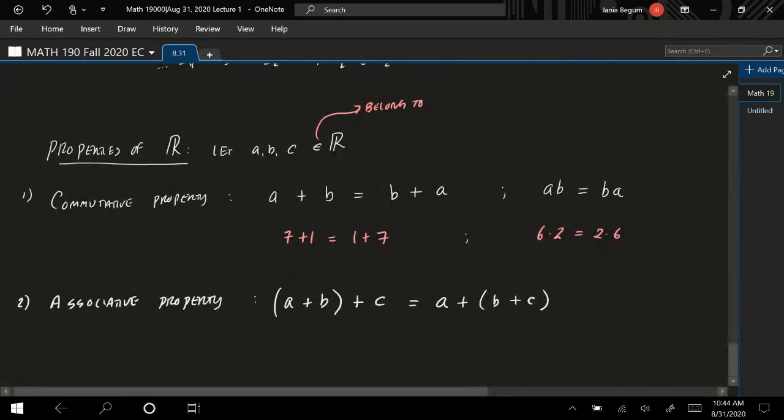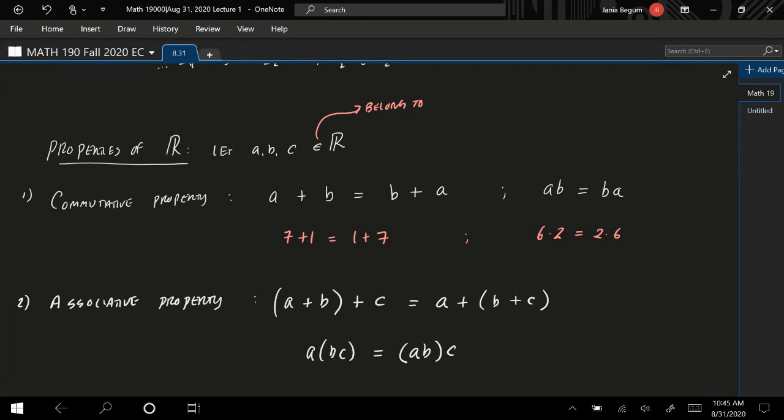And under multiplication, you can also do the same thing. If you do A times B times C, do the parentheses around B and C first and then multiply by A. It's the same as doing A times B first and then multiplying it with C. Okay, so you can put parentheses in any order and it still holds. Again, if you want an example, think of real numbers for A, B, C and plug them in and you'll see that it holds.